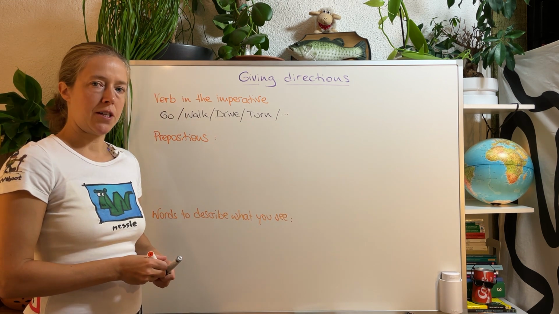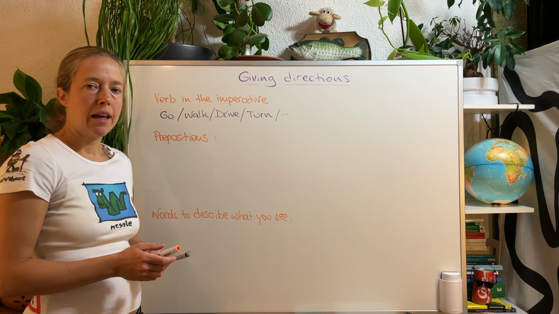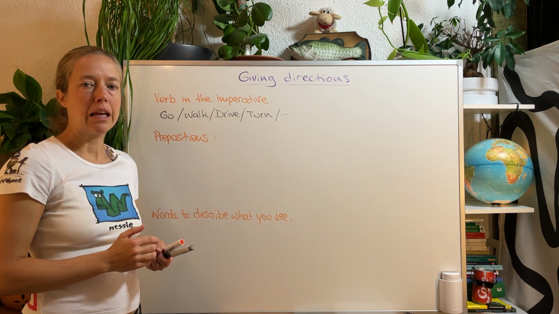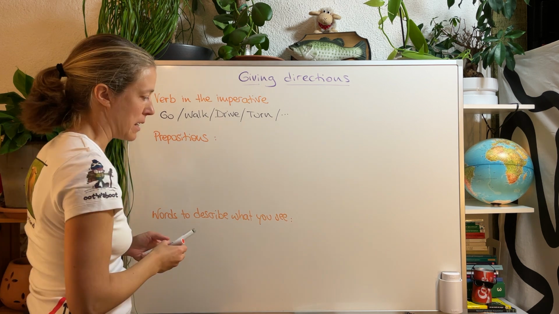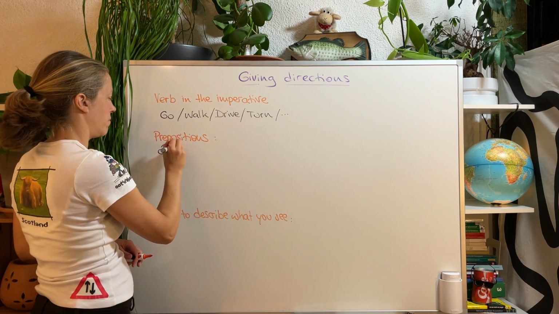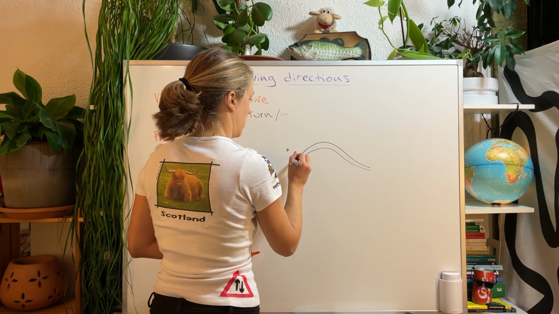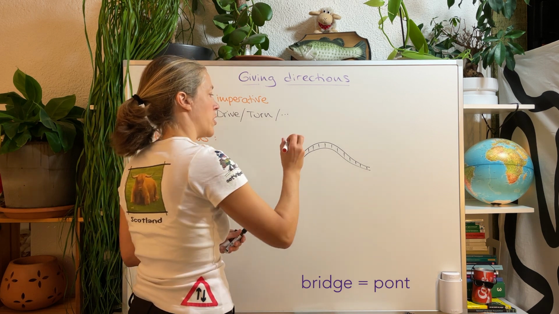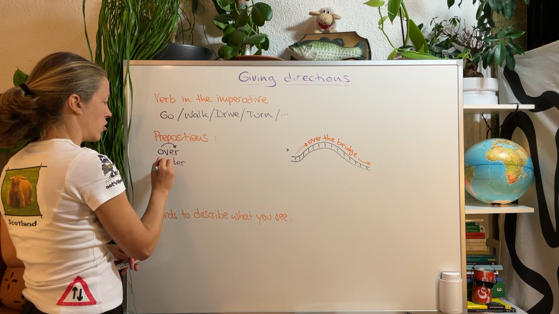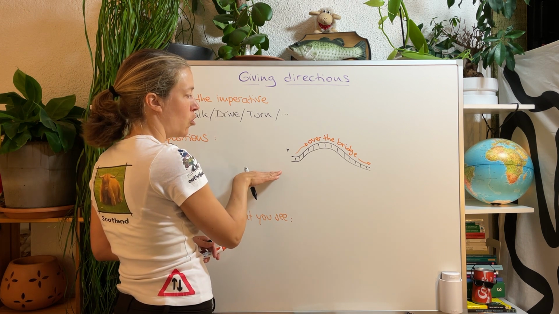Let's start with prepositions. The prepositions I'm going to show you all indicate movement. They tell you whether you go up or down or over and so on. They indicate a movement. Let's see. For example, over means you are going over something. If you imagine a bridge, so you're here, and there's a bridge, you're going to go over the bridge. Over the bridge. The opposite is under. Under makes you go under something. For example, you can walk under the bridge.